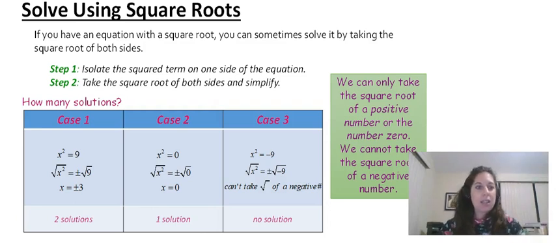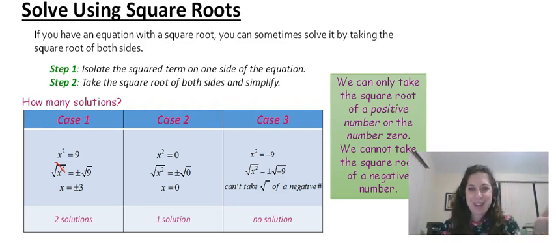So if you look at case number 1, it says x squared equals 9. That x squared is all by itself. Now the opposite of squaring is a square root. So we're going to square root both sides. When we square root, the squared and the square root cancel each other out. They're opposites.